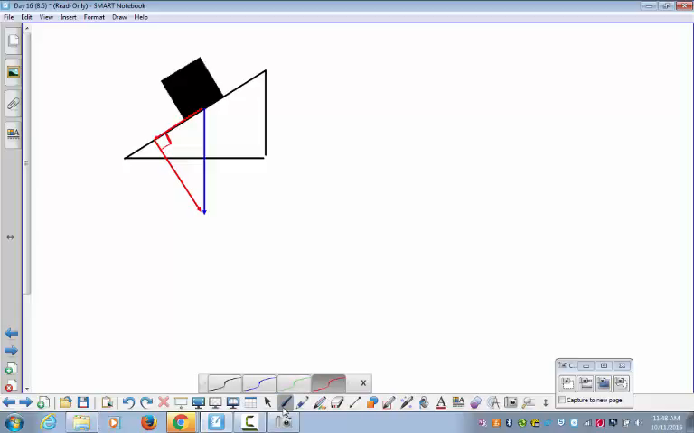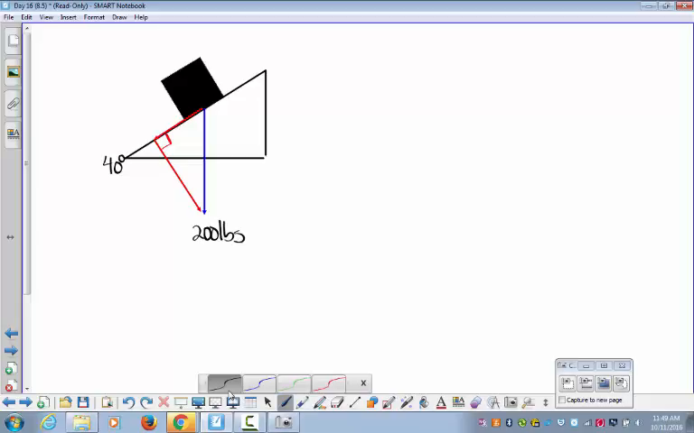We're going to decompose this weight vector into a component parallel to the ramp and a component perpendicular to the ramp. All right, so a typical scenario, we're going to be given an angle here. So let's suppose that the angle is 40 degrees. And then we're also given a weight for the block. Pretty standard thing. Let's say the block weighs 200 pounds. So then our question is, what is the magnitude of the force that we have to apply to keep the block from sliding, to keep it in equilibrium?